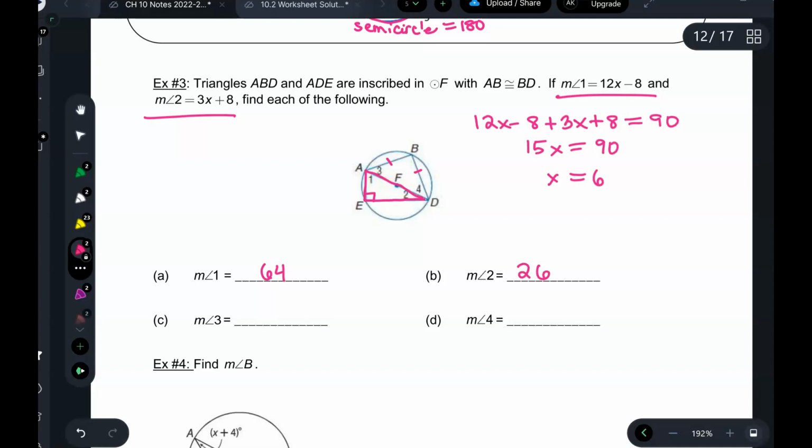What do we want to make sure? Angle 1 and angle 2 are complementary, so they have to add up to 90. Do they? Yes. Okay. All right, angle 3 and angle 4.